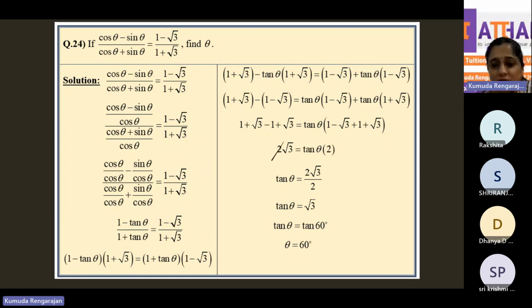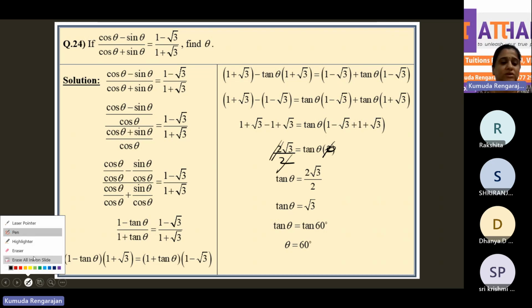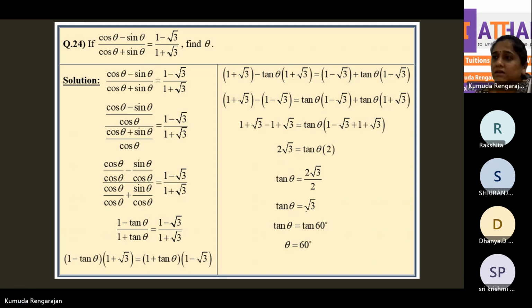So now 2 and 2 will get cancelled on both the sides. I've brought this down for division here. This 2 will come down for division, then they get cancelled. So you get tan theta is equal to √3. And then tan theta is tan 60. If you ask me, you can stop here and compare both the sides.